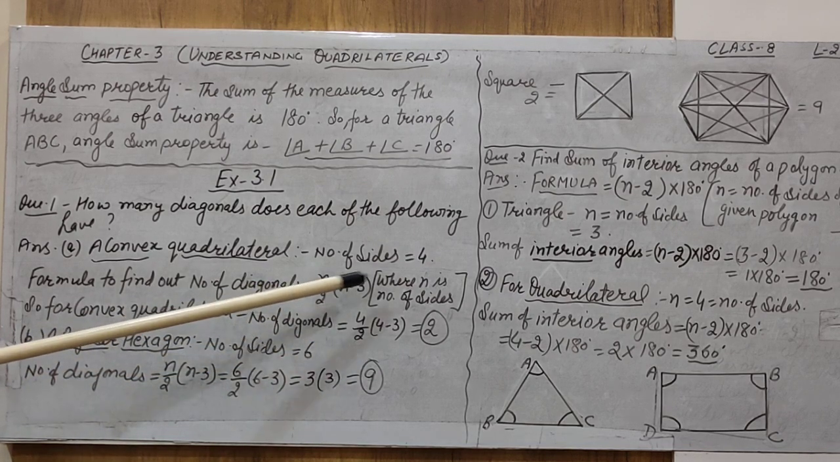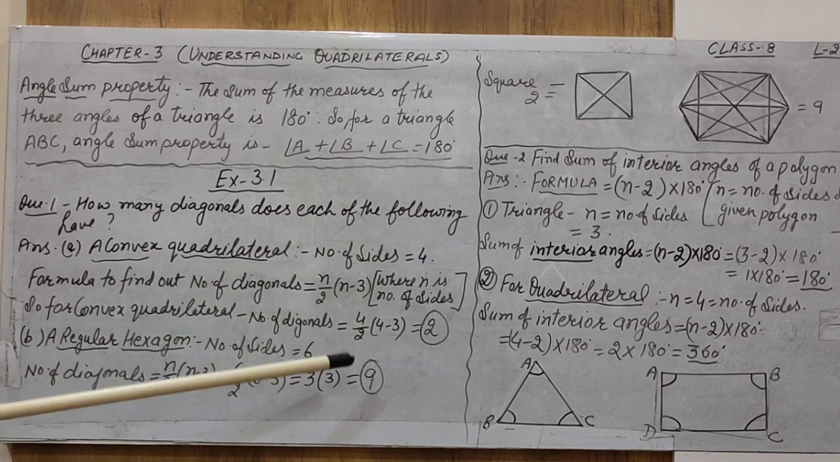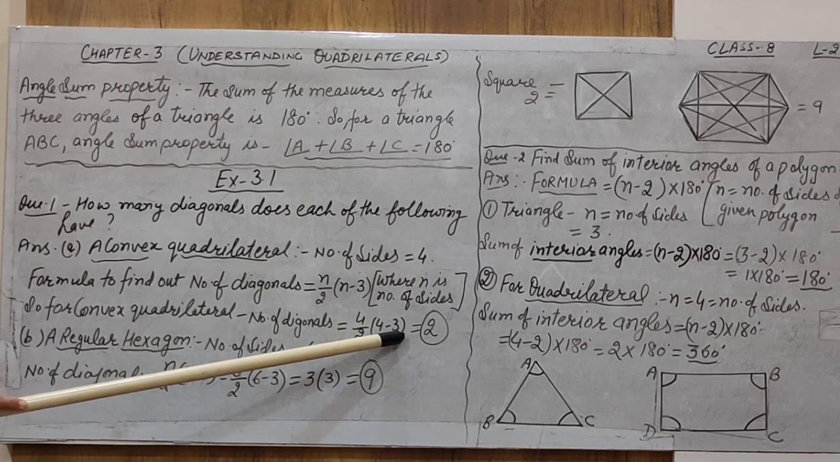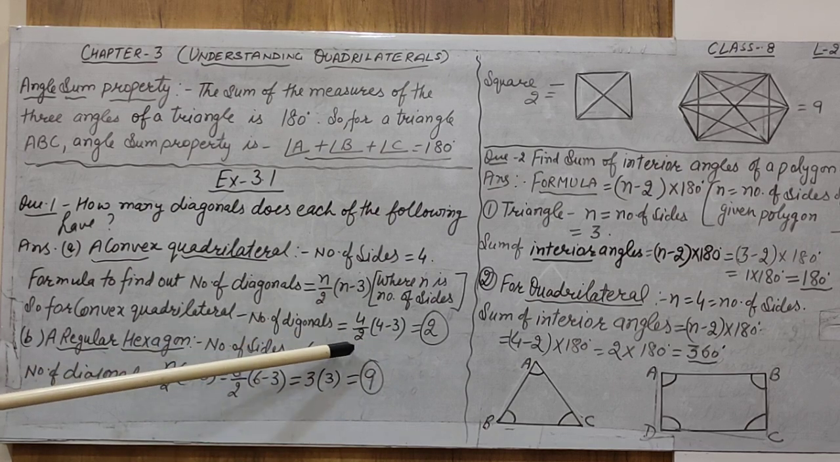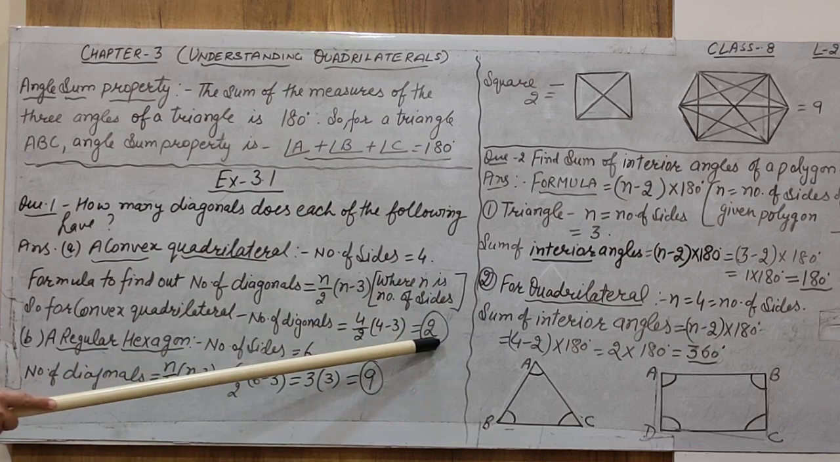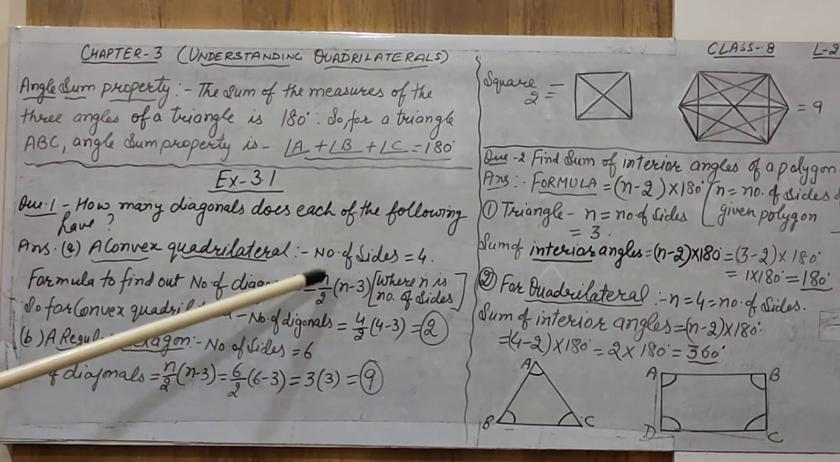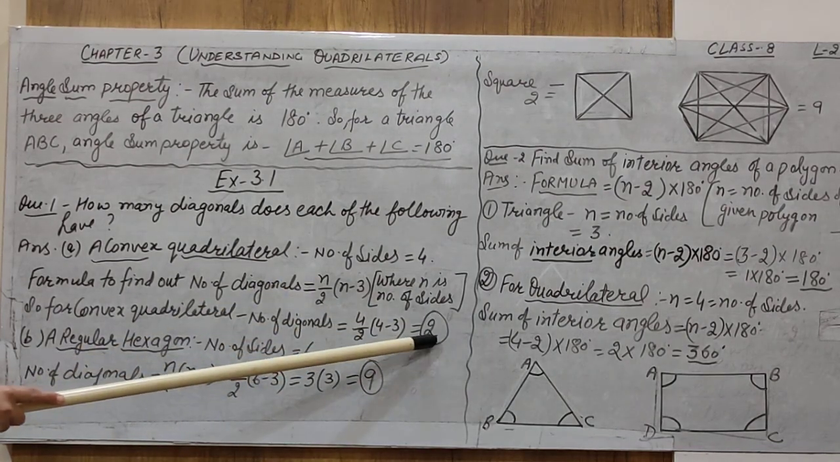Put the value of n, that is equal to 4. 4 divided by 2 and in bracket 4 minus 3. First of all, solve this linear factor, that is 4 minus 3 is 1. 1 is multiplied with 4 divided by 2. 2 can be cancelled out with the 4 at 2. So the overall result of this calculation is 2.